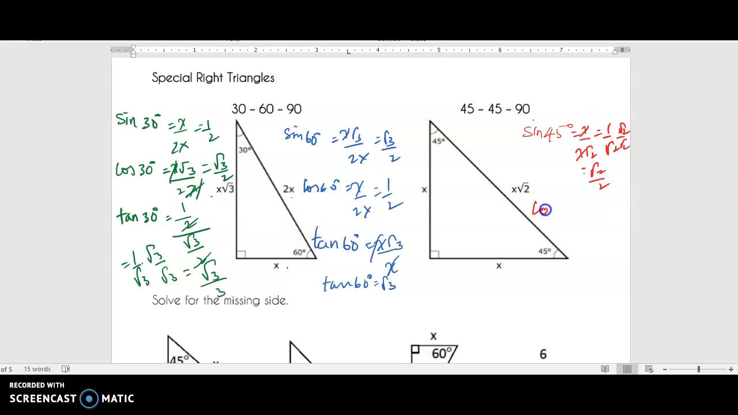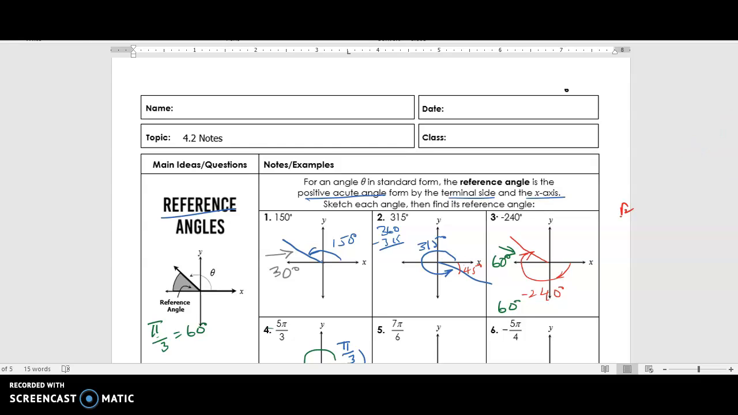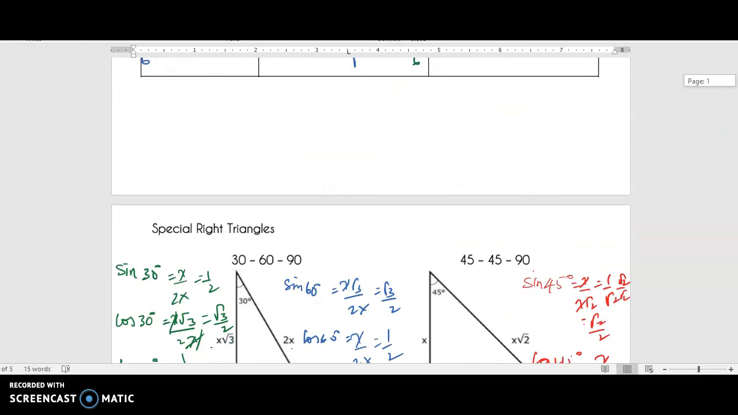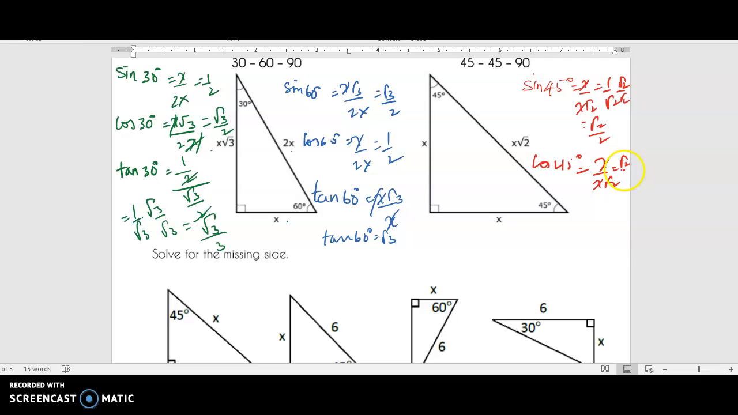Okay? And cosine of 45 degrees is the same thing, adjacent over hypotenuse, and you'll end up getting square root of 2 over 2. And tan 45 is the simplest one. Opposite over adjacent, which is 1, x divided by x. So have this in mind, all right? And we'll scroll down.